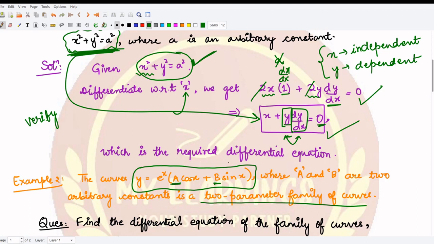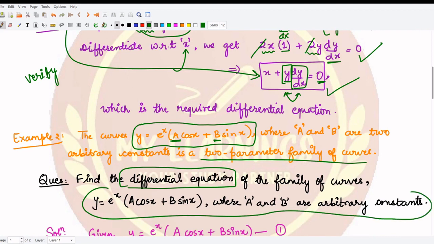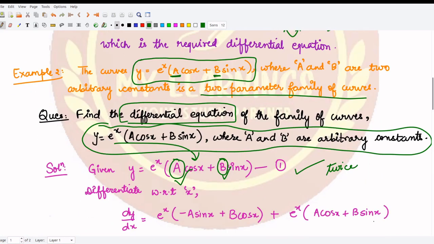So relating to this, we have a question that states: find the differential equation of the family of curves given by this equation, where both a and b are arbitrary constants. The process is the same. Let's just copy down our equation, the given family of curves. Now here we have two constants, so we have to eliminate both of them. So we have to differentiate this equation. How many times? We have to differentiate it twice, because we want to get rid of these two constants. So differentiating it once, we obtain this kind of equation.